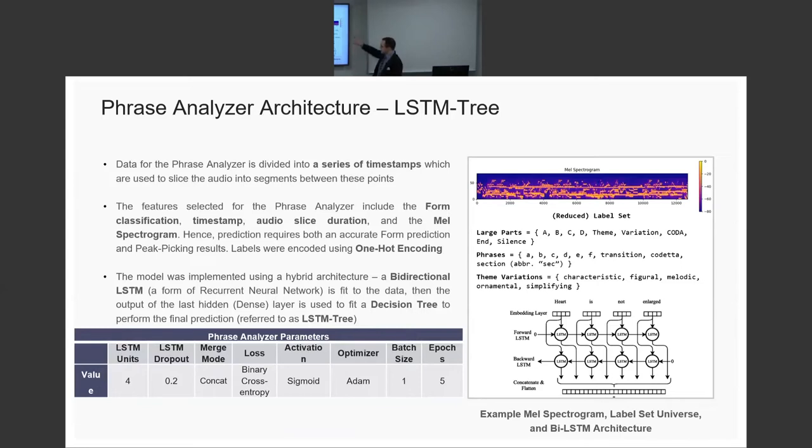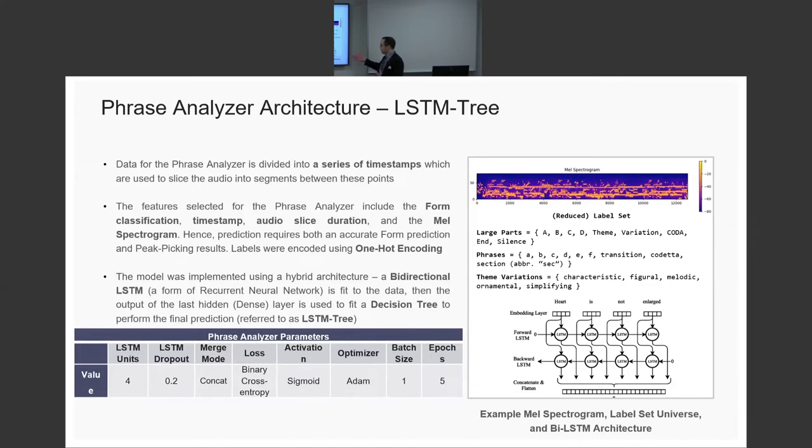And then I also have the reduced label set. So to reduce the complexity of the model, I ended up reducing the label set to just the things that are provided. So the large parts can be A through D, theme variation, coda, and then silence. The phrases were cut down instead of being A, A prime, A double prime, and so on. We just reduce it to A. We have transition, codetta, and section, which was abbreviated as just sec. And then we have theme variations. So we have characteristic, figural, melodic, ornamental, and simplifying.